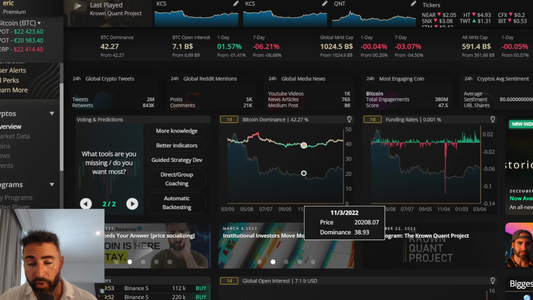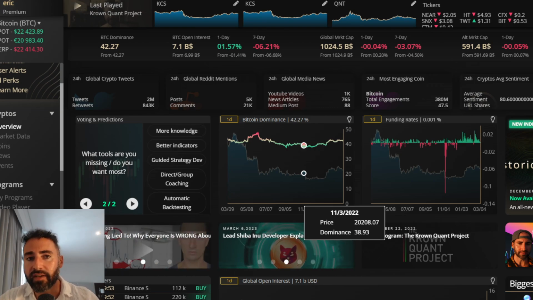What is a unified margin account? How do I initiate it? And what are the pros and cons of using such things? This is going to be the topic of today.